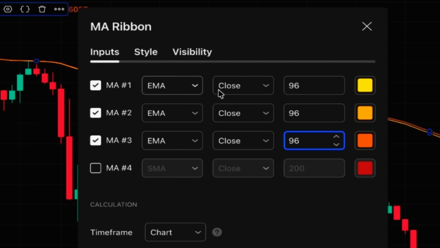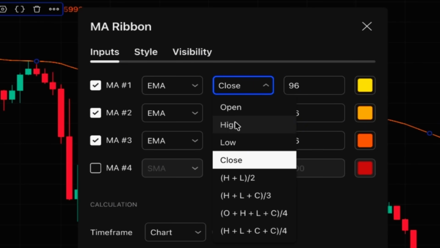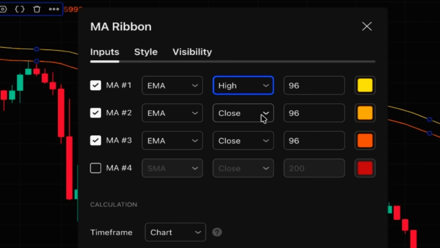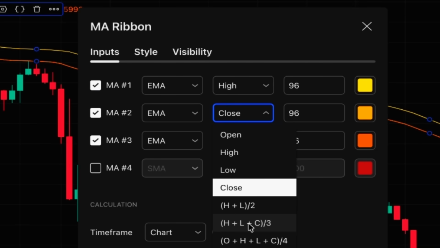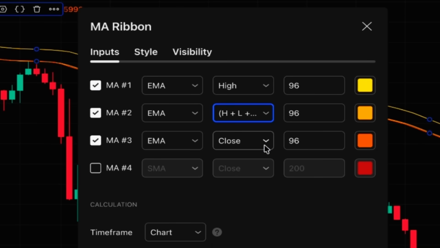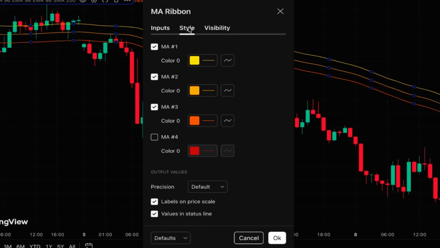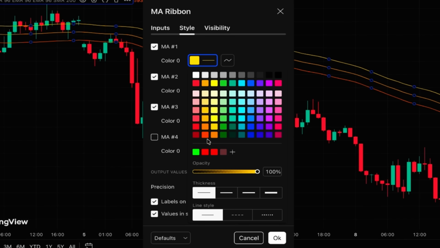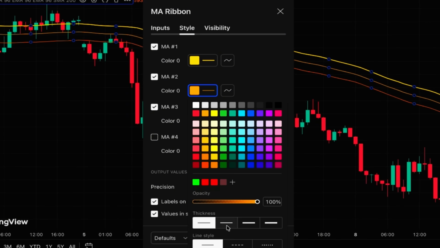For the first EMA, the source of calculation should be set at high. For the second EMA, it should be set at HLC3. And for the third moving average, it should be set at low. And finally, we go to the style tab and we increase the thickness of the moving average lines so they will be better visible on our price chart.